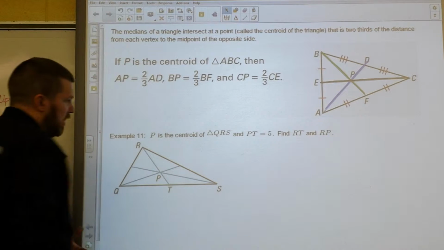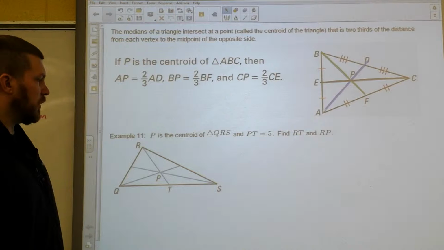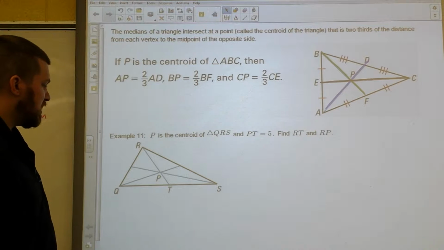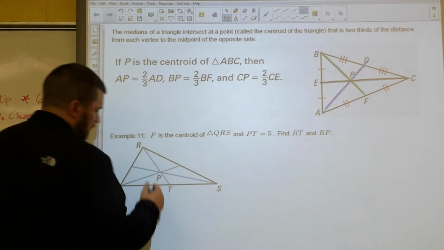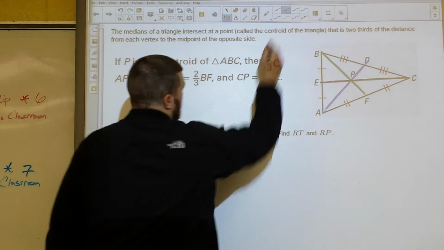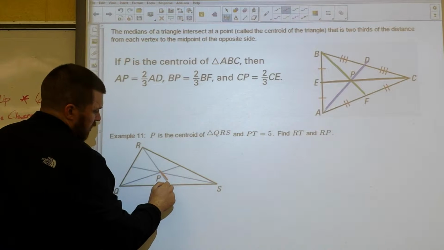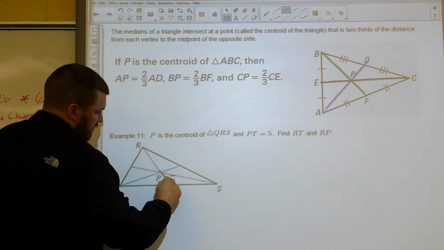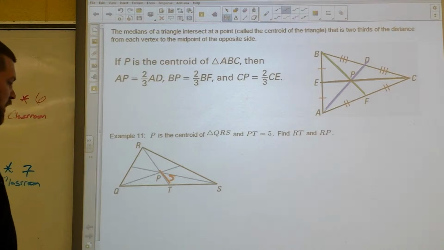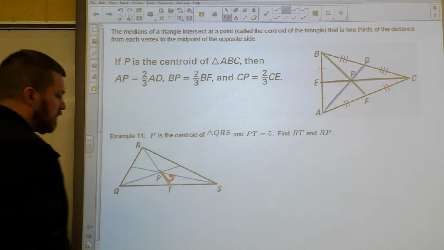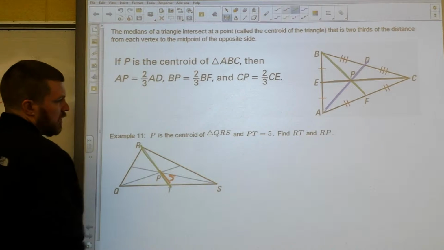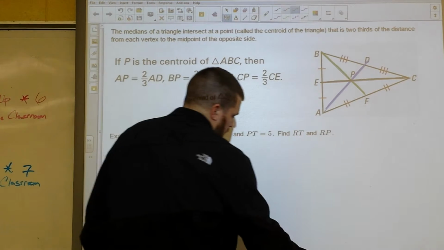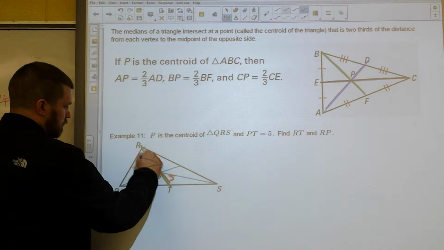And in example 11, we're doing a problem using that information. So point P is our centroid, and we're told that PT is 5. Let's use a different color. I'm going to plug that information into my picture. So PT is 5, and we want to find RT, which we'll do in green, and we also want to find RP, which we'll do in blue.